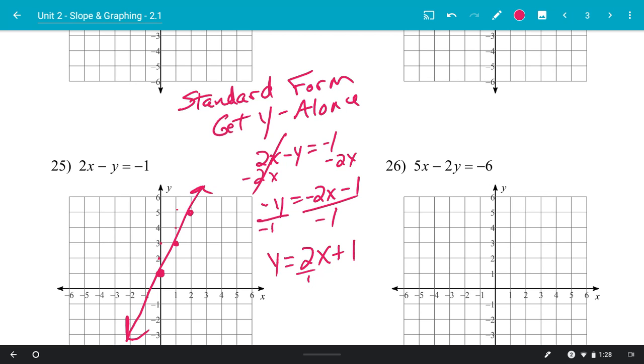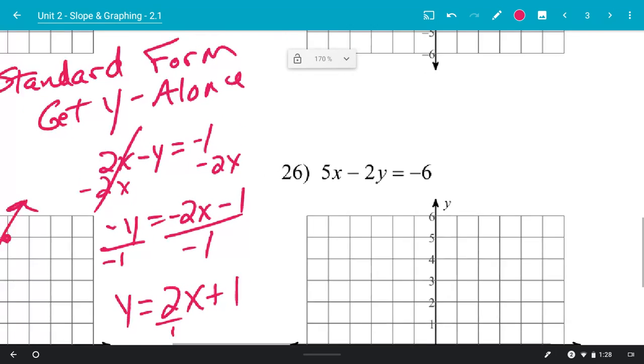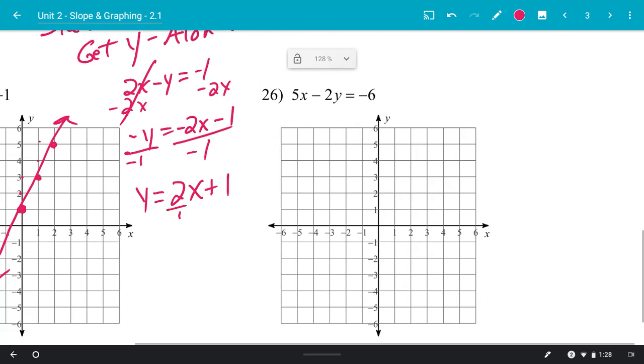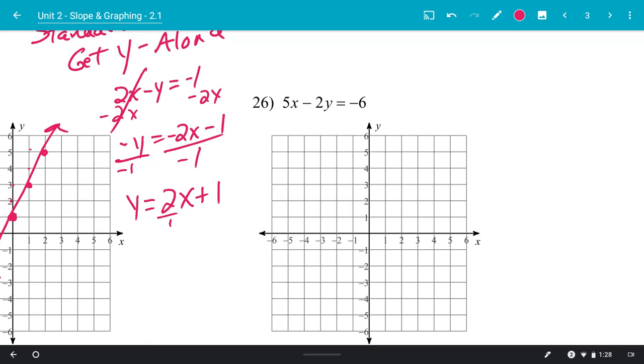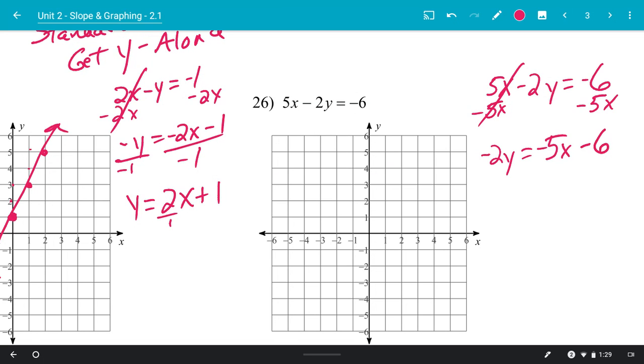I'm going to do one more of those and let you have the rest. Okay, so if I look at number 26, I have 5x minus 2y equals a negative 6. So I got to start by getting rid of the 5x. Whatever I do to one side, do to the other. So I got negative 2y equals a negative 5x minus 6. Still need to get the y by itself, so I got to divide by negative 2.